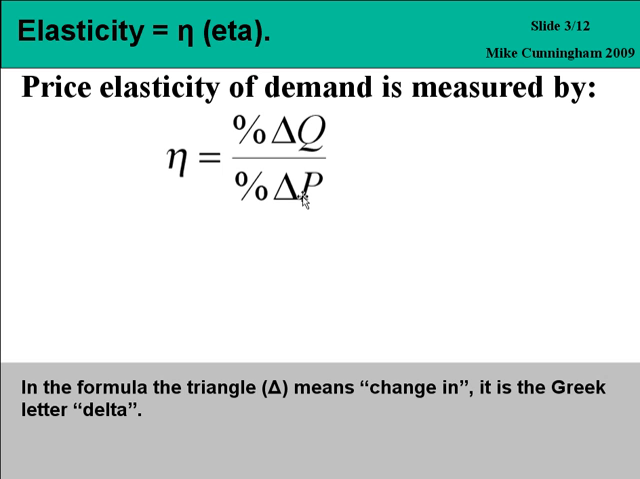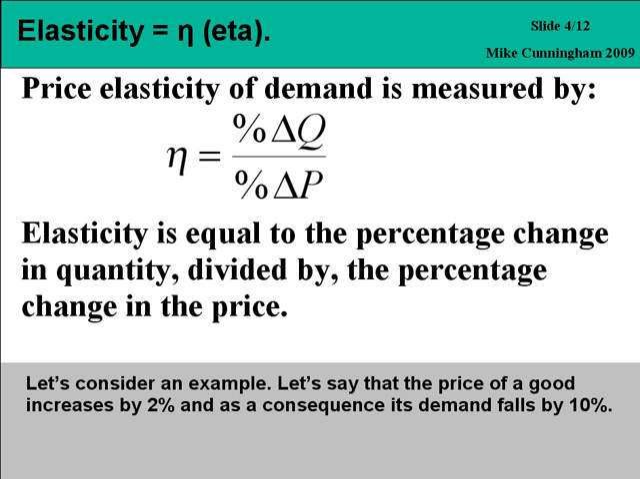So when you divide two percentages, you just get a number. If you divide 10% by 2%, you just get 5. There are no units, and that's important because elasticity does not have units. Elasticity is just a number. So that's our formula. Elasticity is equal to the percentage change in quantity divided by the percentage change in price. That's what you've got to know.